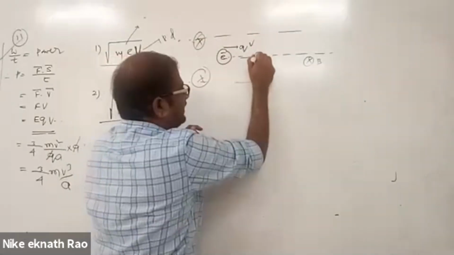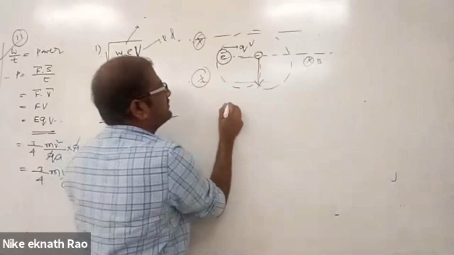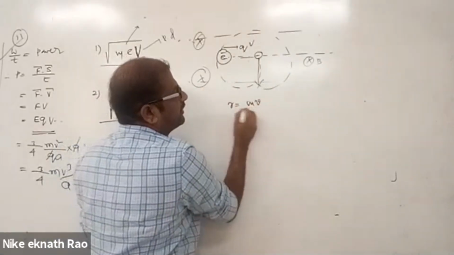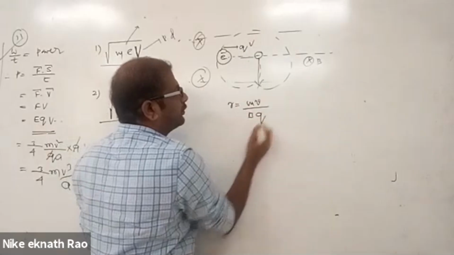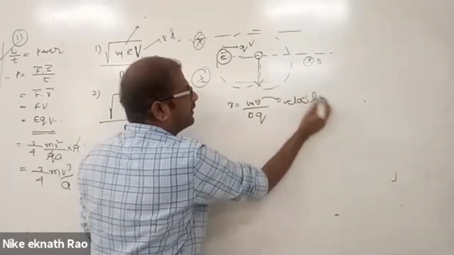So when they are entering, what kind of path will they trace? Circular path. The formula for the radius of the circular path R is equal to mv by Bq. What is v here? This is the velocity.